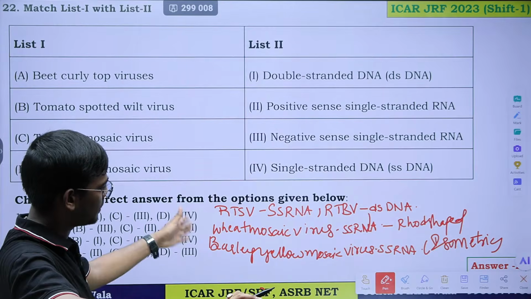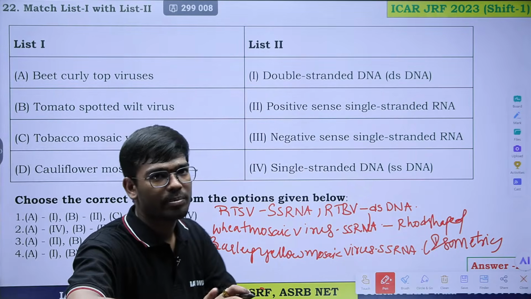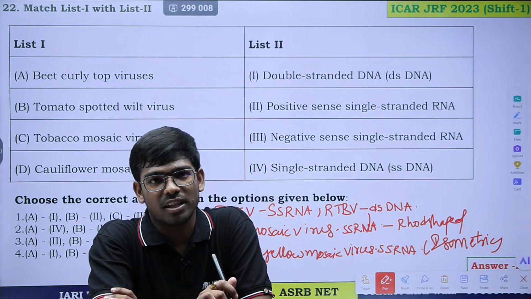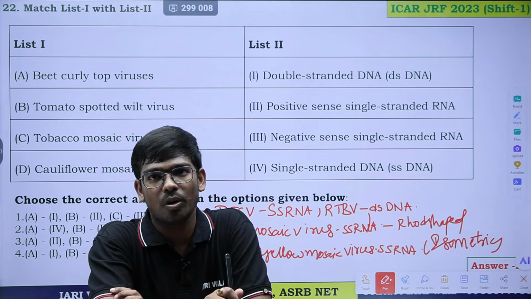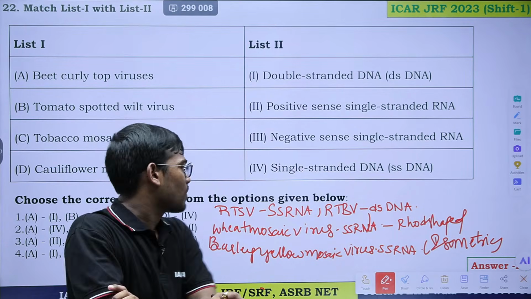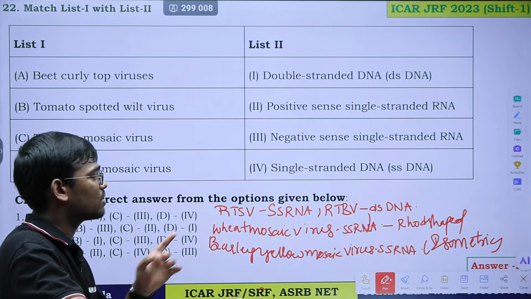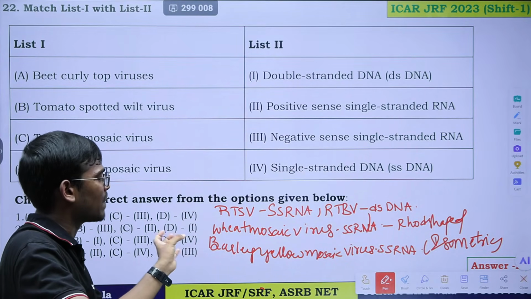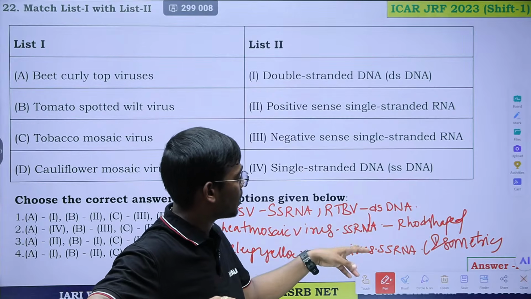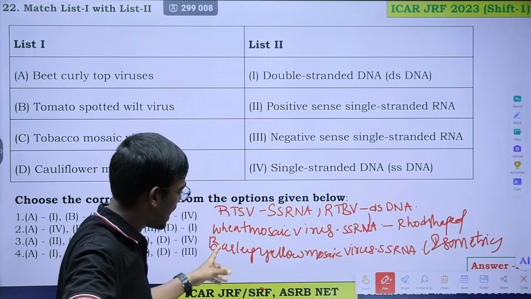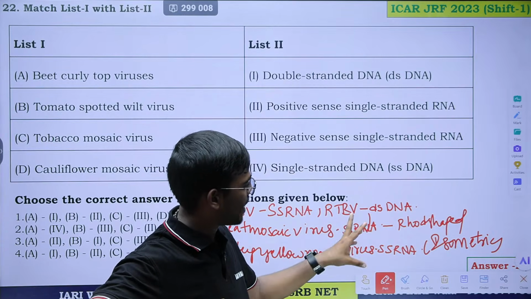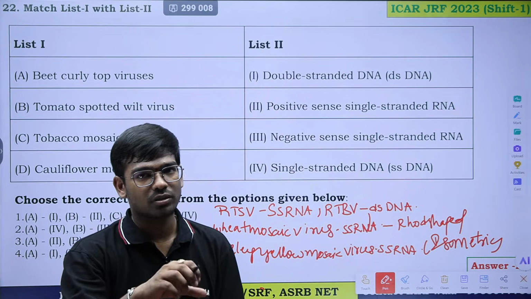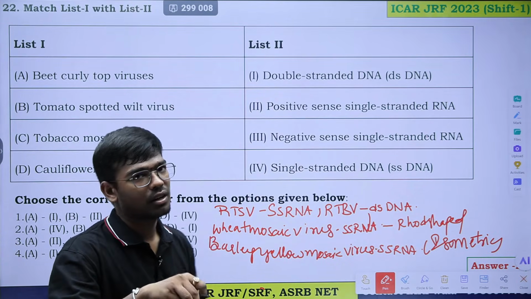So coming to rice tungro, rice tungro will have two viruses, that is RTBV and RTSV: rice tungro bacilliform virus and rice tungro spherical virus. In that, RTBV consists of double stranded DNA and RTSV consists of single stranded RNA. And wheat mosaic virus consists of a rod shaped single stranded RNA, and barley yellow mosaic virus consists of an isometric shaped single stranded RNA. And these things are highly confusing, so you need to give focus there. Okay.